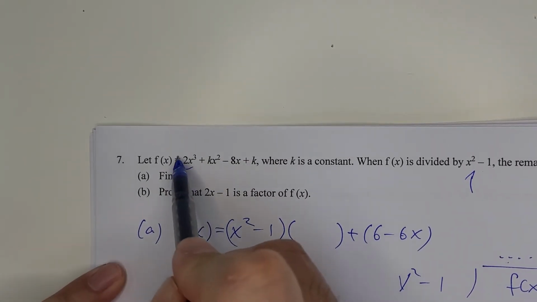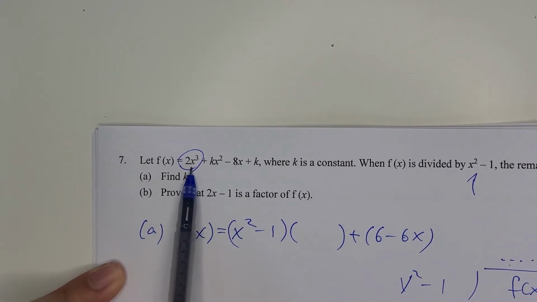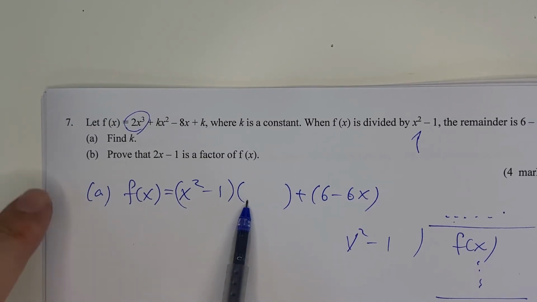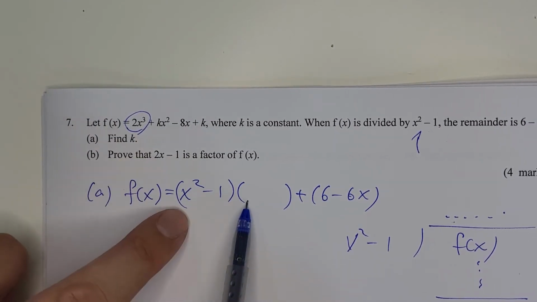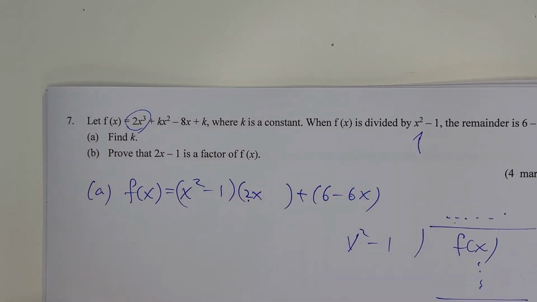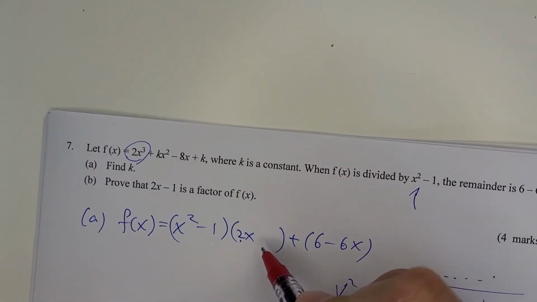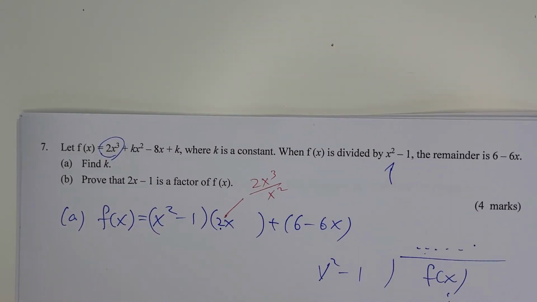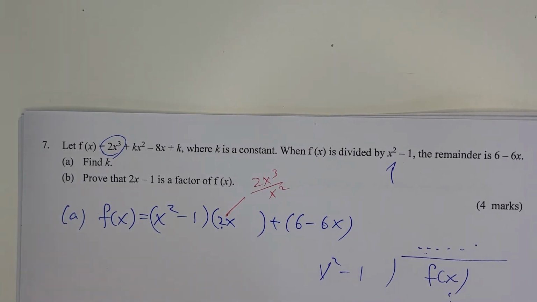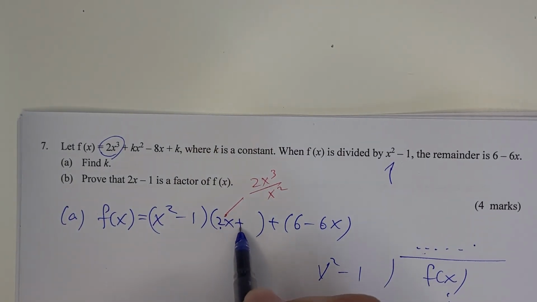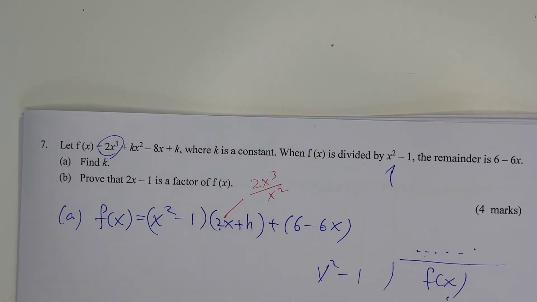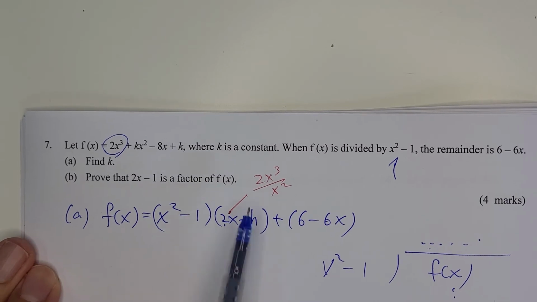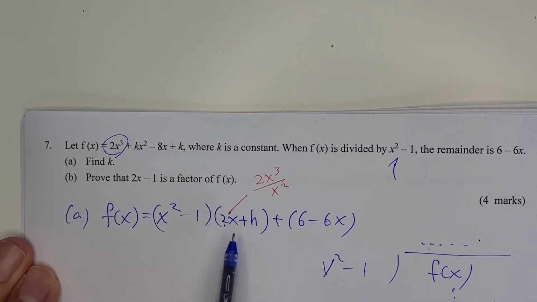Look at the leading coefficient, that is 2x cubed, and when it's divided by x squared, 2x cubed divided by x squared is 2x. So the first term of the quotient you can write down. But the next one you would not know, so you need to let it be an unknown. Let's say h. Do not use k because k is occupied. So k is a constant and h also is another constant.